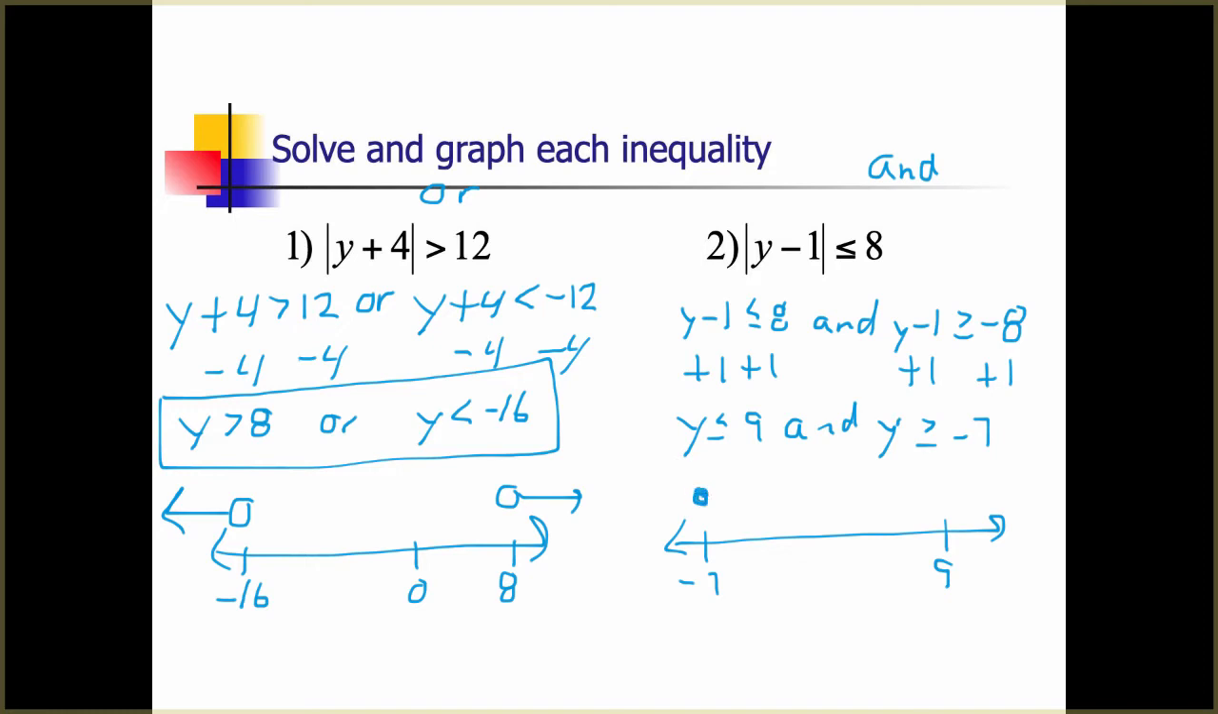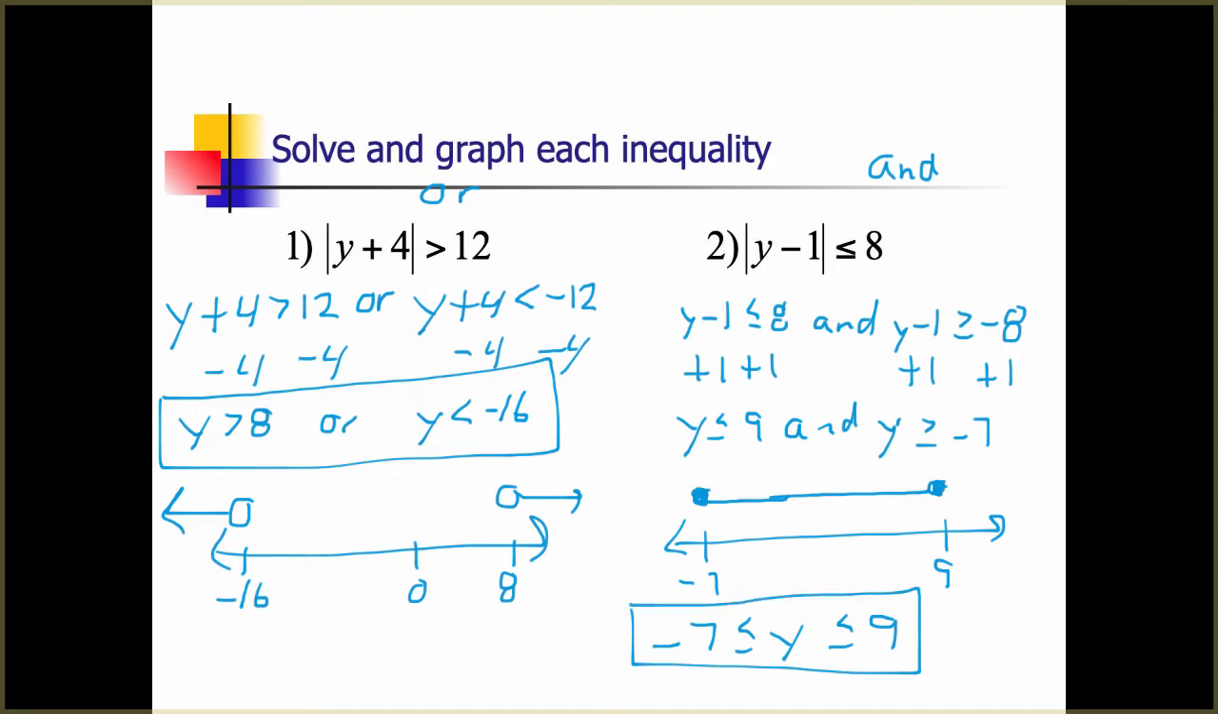It's got a closed circle because of the equal bar, and we're going to the right. We have y is less than or equal to 9. We have a closed circle, and we are connected by a bar. And our inequality is negative 7 is less than or equal to y is less than or equal to 9. There is my compound inequality. And if it does help you to graph these first, you can do that. You don't have to graph them first, but sometimes it might make it easier to see what's going on and how to write your inequality.